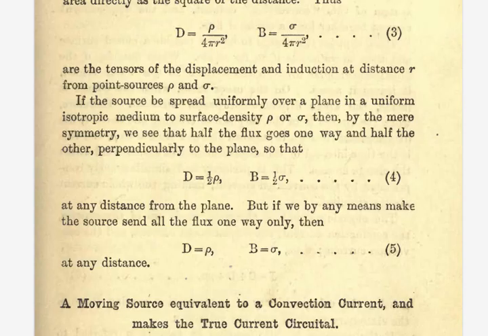If the source be spread uniformly over a plane in a uniform isotropic medium to surface density rho or sigma, then, by the mere symmetry, we see that half the flux goes one way and half the other, perpendicularly to the plane, so that d equals half rho and b equals half sigma, at any distance from the plane. But if we by any means make the source and all the flux one way only, then d equals rho and b equals sigma, at any distance.